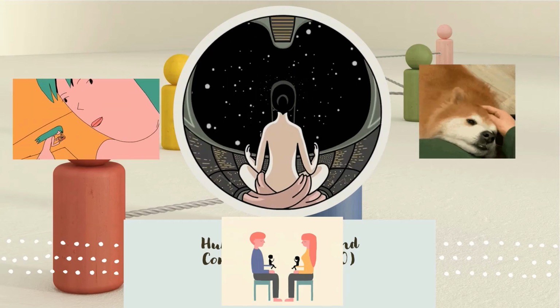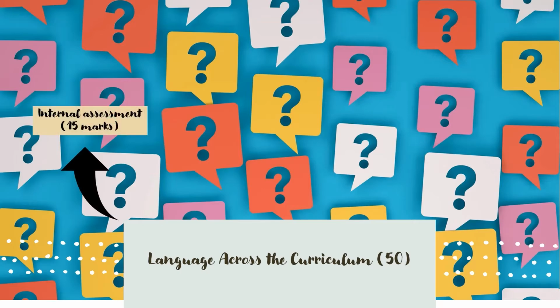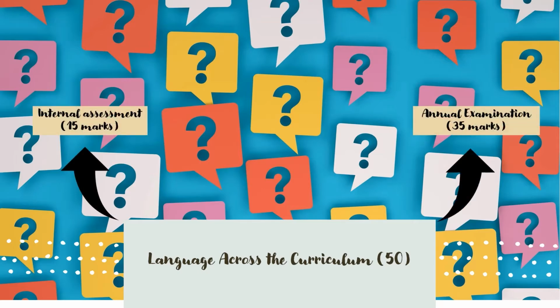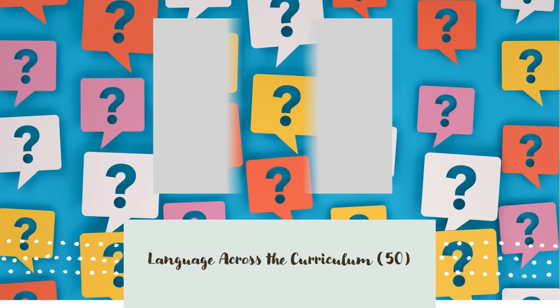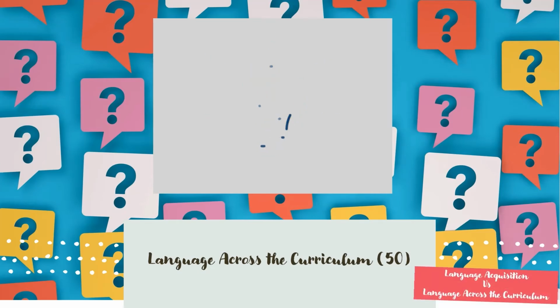Your last theory subject for the B.EL.ED second year is language across the curriculum. It carries 50 marks, 15 internal and 35 for the annual examination. With the help of this subject, you will be able to understand how children are going to learn language, how they are going to use language, and how their social cultural aspect impacts their language learning. If you ever feel stuck between these two subjects, language across the curriculum and language acquisition, you can always watch the video which I have provided in my description link.